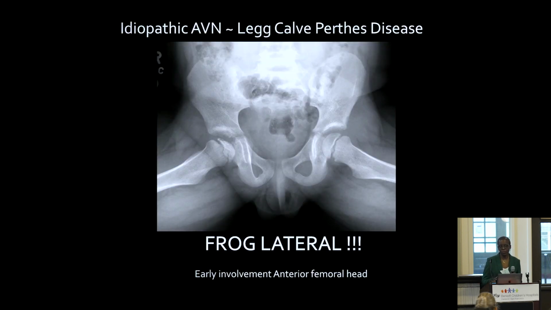But you heard Dr. Jagadinsky say, one view is no view. And that's true. We always want to get two views. So we want to look at the frog leg lateral view, because the earliest involvement is going to be in the anterior femoral head. That's the most vulnerable. So you're seeing increased flattening and actually subchondral lucency there in the anterior femoral head.